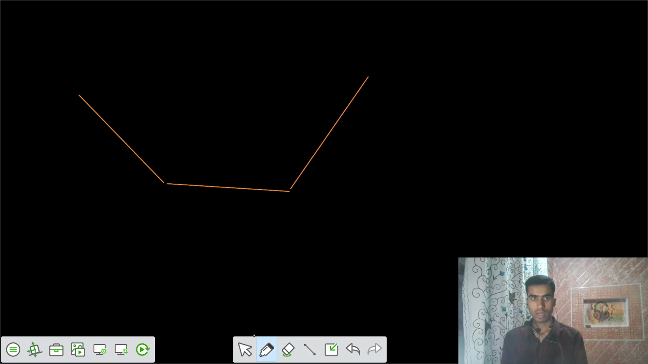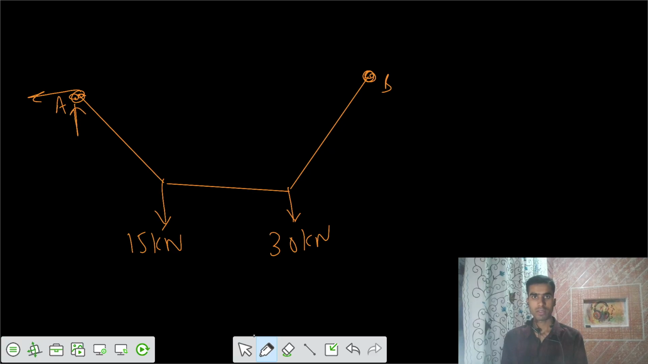Okay, now we are applying loads. One of the loads is 15 kilonewton, and one more load is 30 kilonewton. Let's call this support B, and let's say this support is A. We might be having some reactions here, and I would say they are at the same level, and this is 4 meter. Total length is 12 meter horizontal, so that means this is 4, and this is 4.